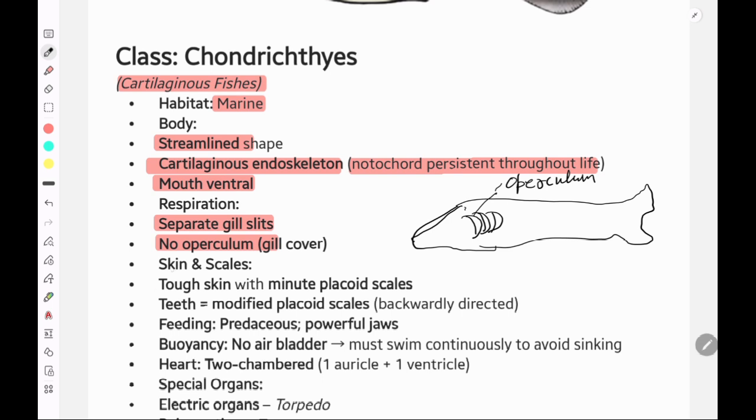They also have tough skin with minute placoid scales. Placoid scales are like this. They have a slightly triangular shape, let's draw this again. They have scales which are like triangles. They have this type of scale. They are known as placoid scales.